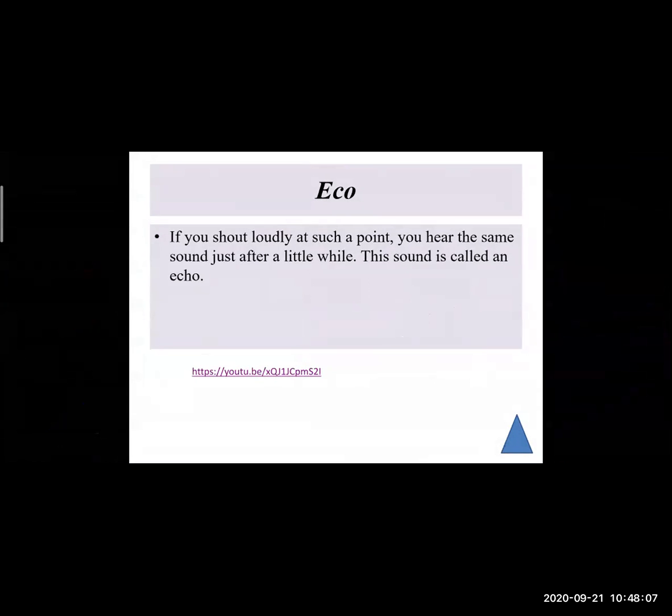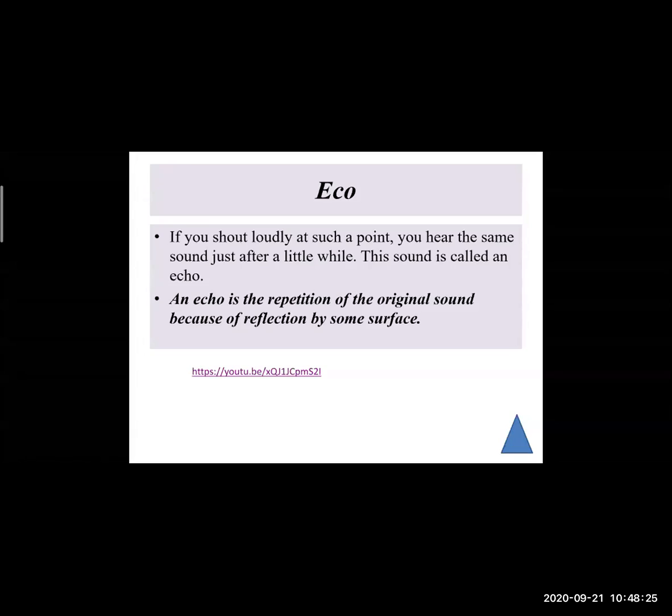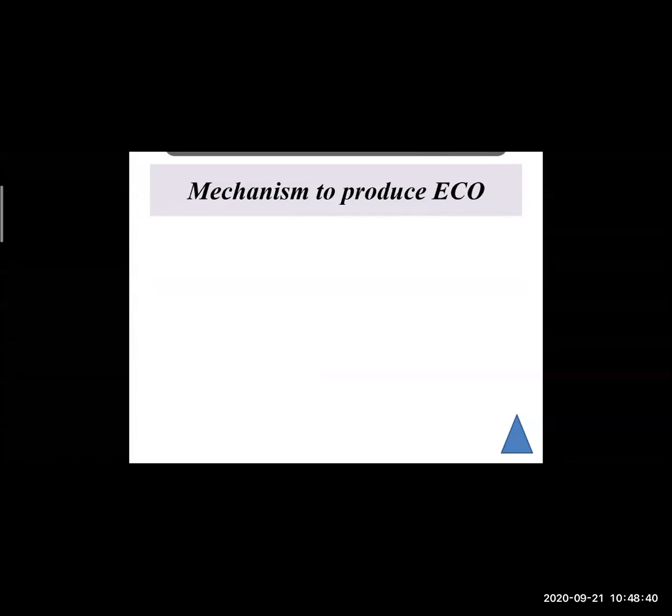Okay, I think all of you have enjoyed the formation of echo and its conditions. We will go into detail now. So, the echo is the repetition of the original sound because of the reflection by some surface. If some surface is reflecting, that surface will reflect the original sound, and that will be heard by our ears. Now, we will see the exact mechanism to produce the echo.